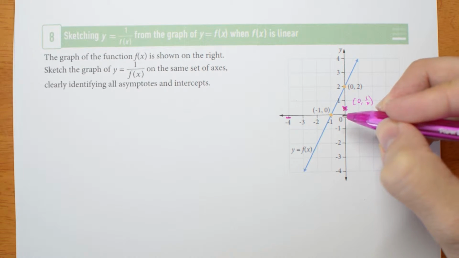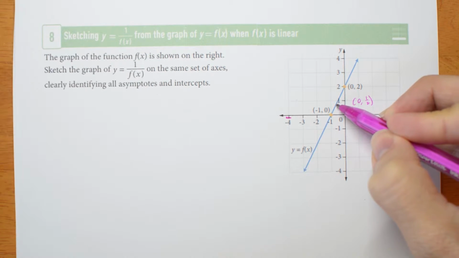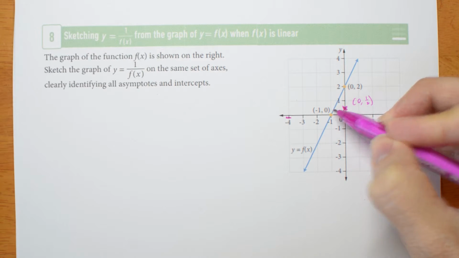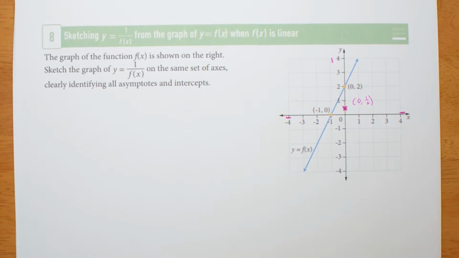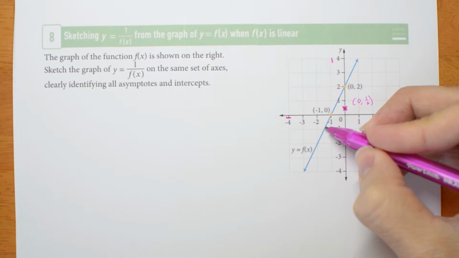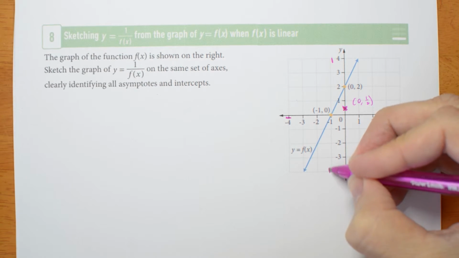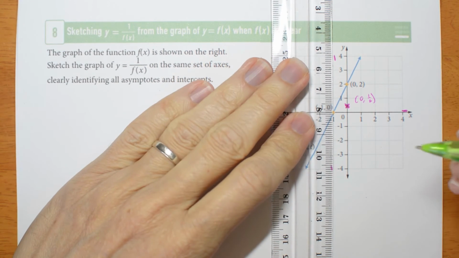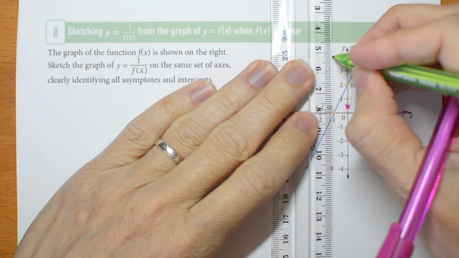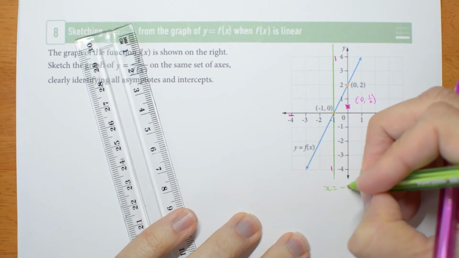What happens as I get close? As I get close from this side, I'm getting smaller and smaller, but I'm positive. So I'm going to end up here, close to infinity. And on this side, I'm getting smaller and smaller, but I'm negative. So I'm going to end up at negative infinity. So I have an asymptote here. I have an asymptote there at x equals -1.